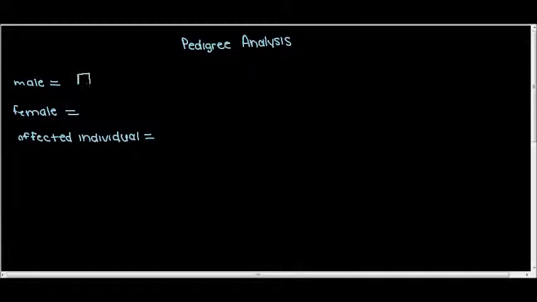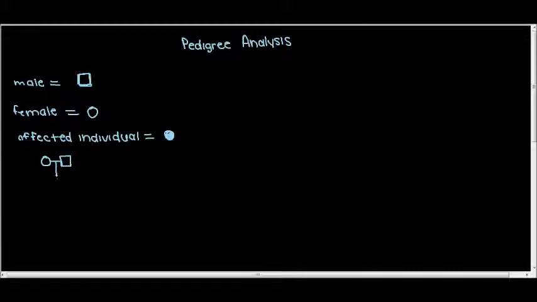One of the first symbols is a square. A square signifies that the individual is a male. A circle means it's a female. And if the symbol, the circle or the square, is filled in, that means the individual is affected. It has the disease that you're studying. So if you have a circle and a square connected by a line, that means the two individuals married outside of the family, that the two are not related, and that they had children.